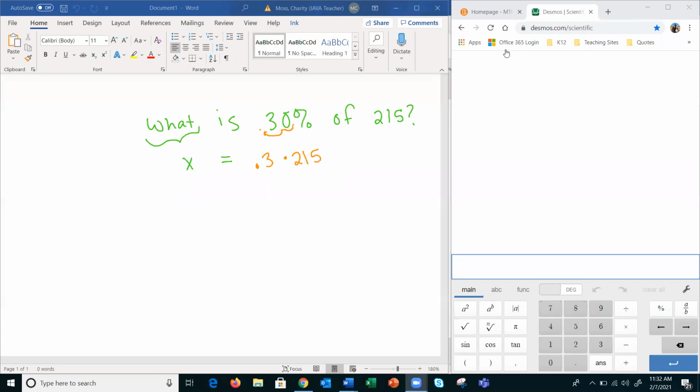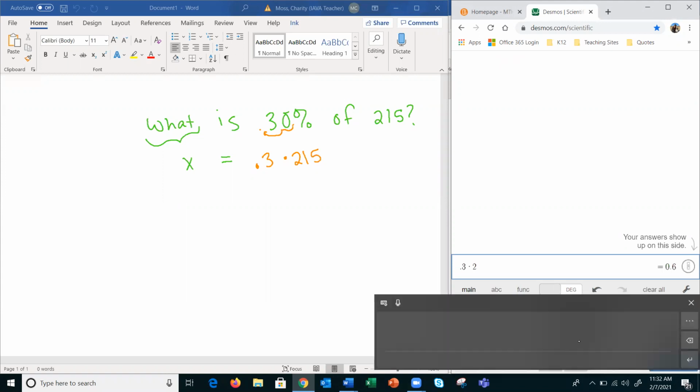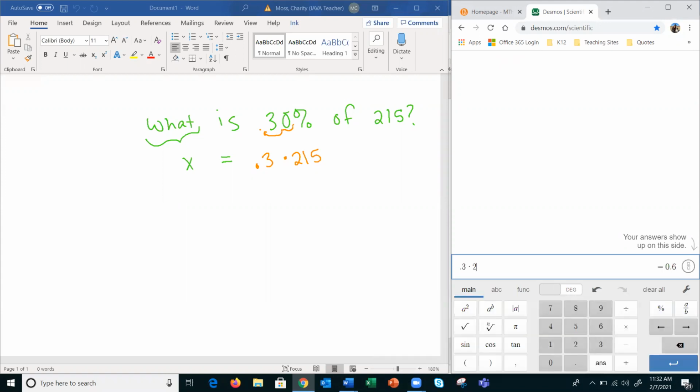So here, all you need to do is 0.3 times 215. So 64.5. Way to go, Miss Moss, with a decimal. Of course, it's cool though. So 64.5. Hey, that could happen on your assessment. You never know. All right, so that is how you do it using the equation concept.